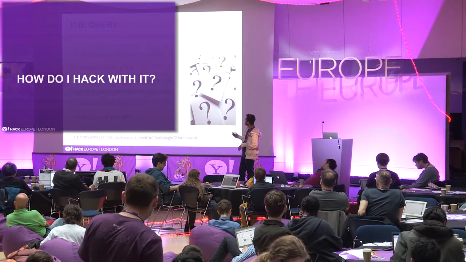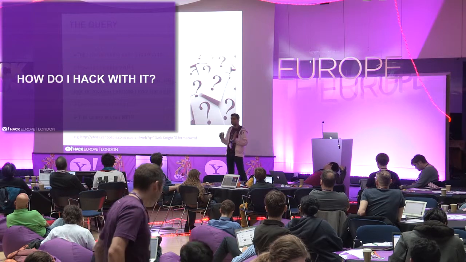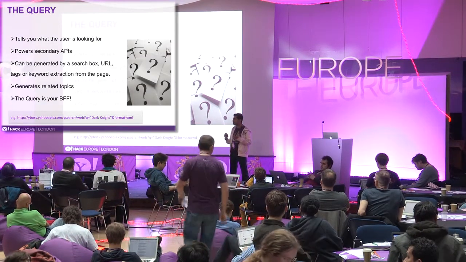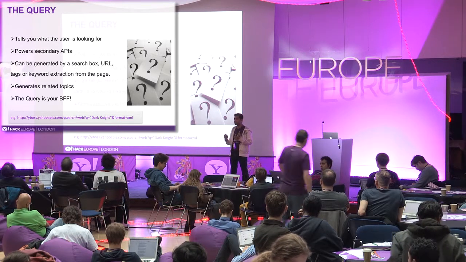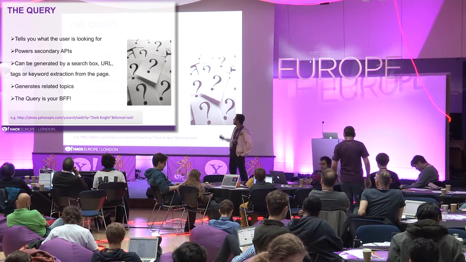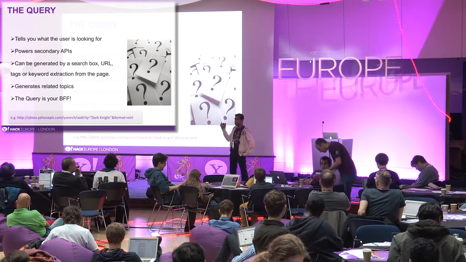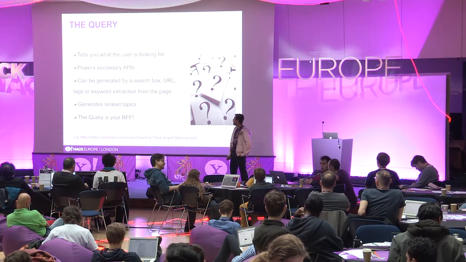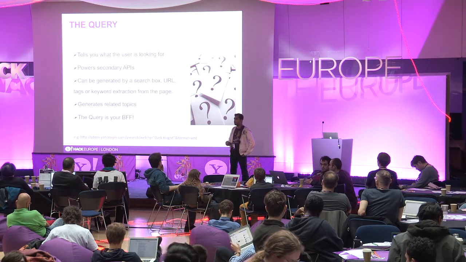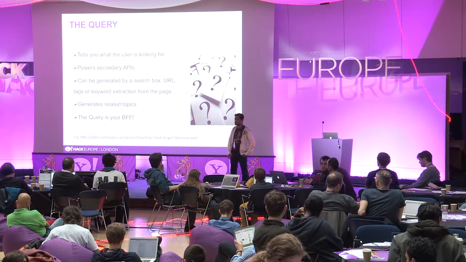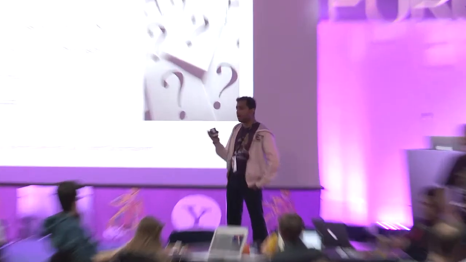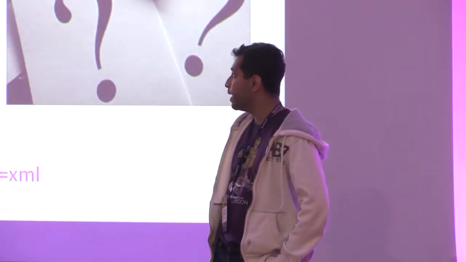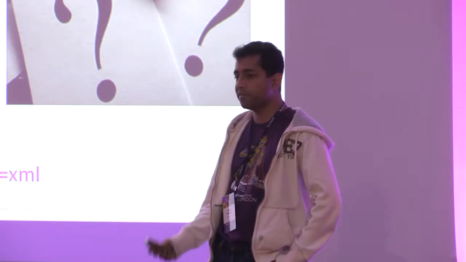So how do you hack with it? Most important thing is the query. People in the search world like me, everything's about the query and what you can understand based on that query. So we understand what the user's looking for. You can use that for follow-up queries based on what you're getting back. And this can come from anywhere. It could come from a keyword extraction tool, from a search box, or from a URL. So you can do tokenization based on URLs, things like that. So it's really your BFF, if you will.